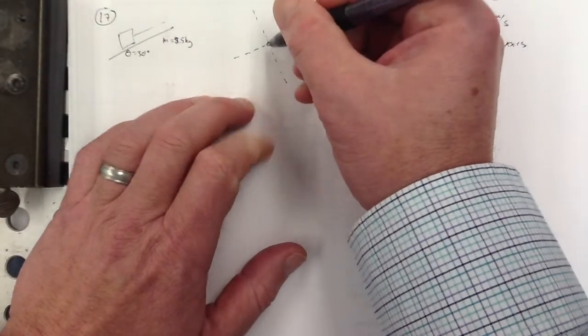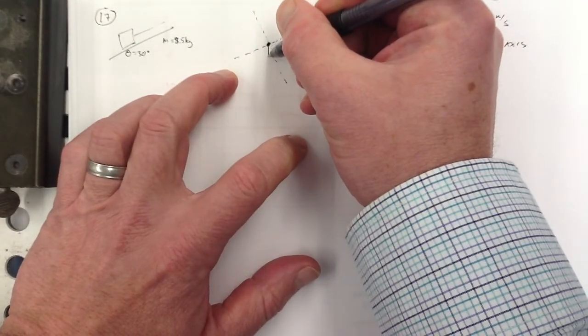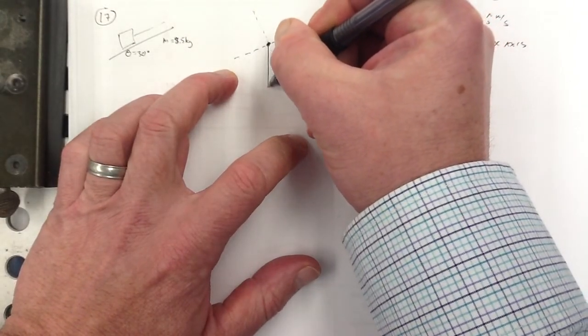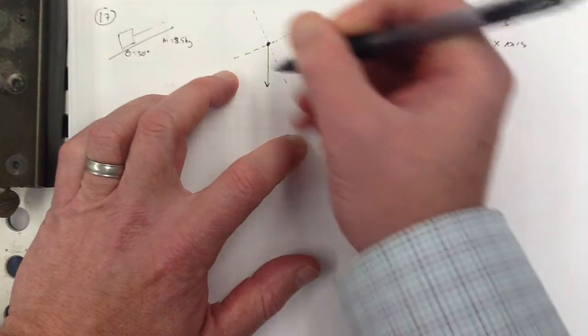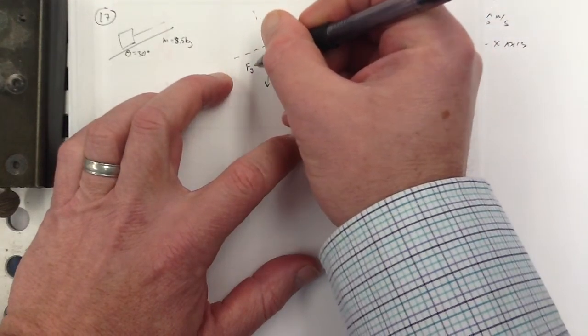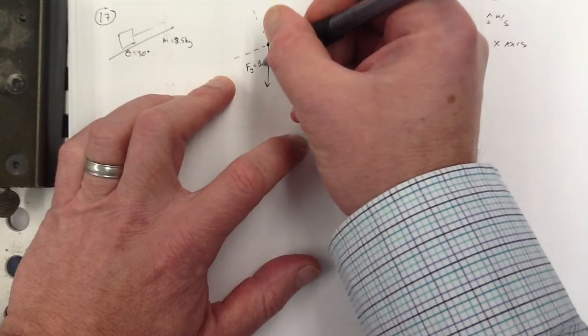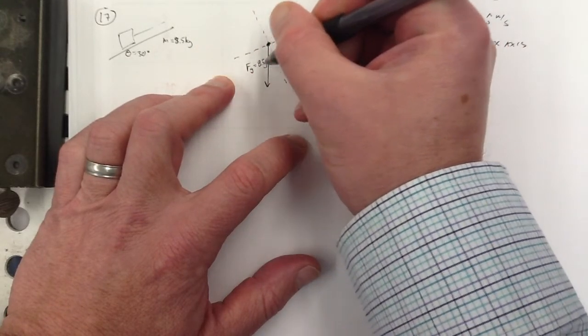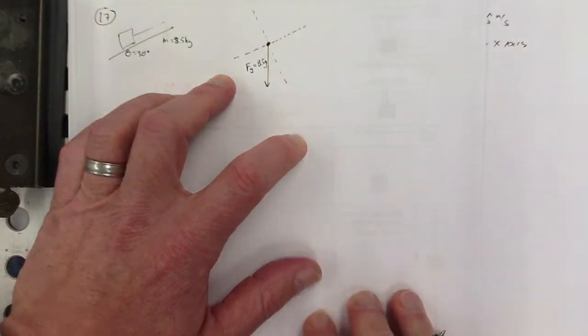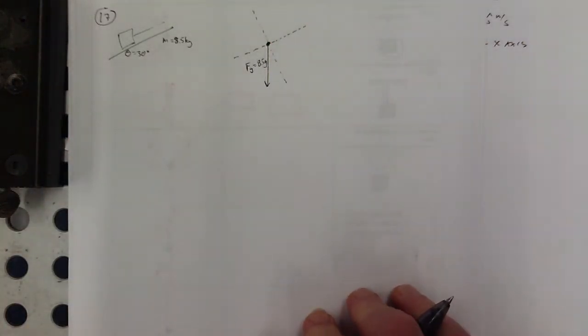Okay? Now of course gravity is going to go straight down because gravity doesn't care what the humans are doing. And that's the force of gravity there, which I could put in the diagram if I wanted to. It's 8.5 g. In other words, 8.5 times 9.8 meters per second squared.